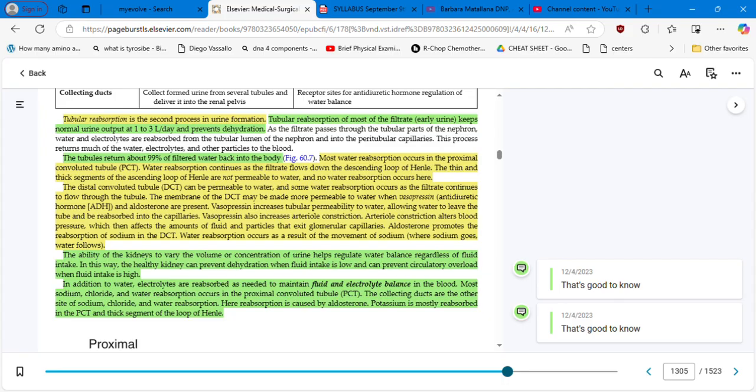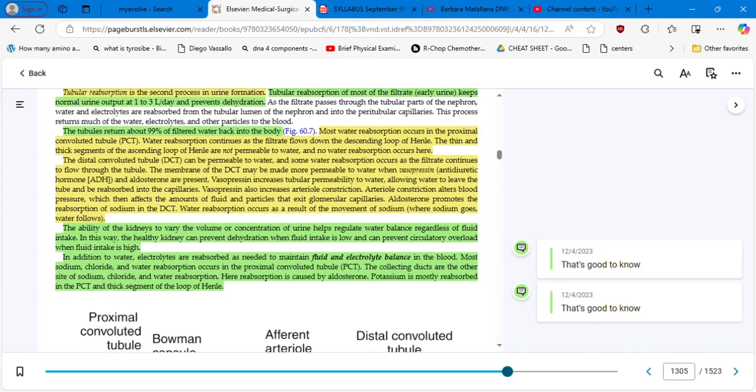Aldosterone promotes the reabsorption of sodium in the distal convoluted tubules. Water reabsorption occurs as a result of the movement of sodium. Where sodium goes, water follows. So also, make sure you know the difference between aldosterone and vasopressin, which is your antidiuretic hormone.